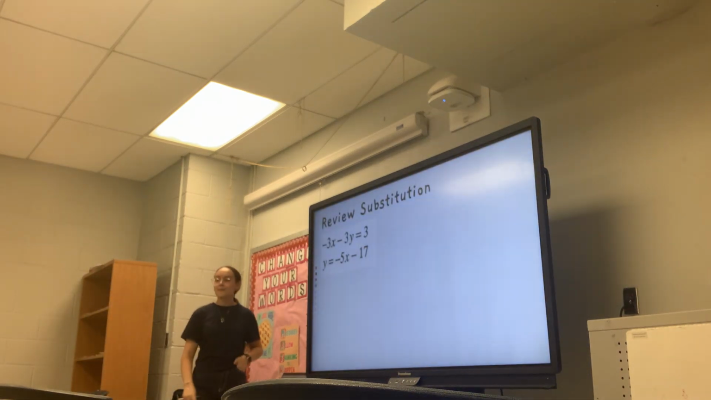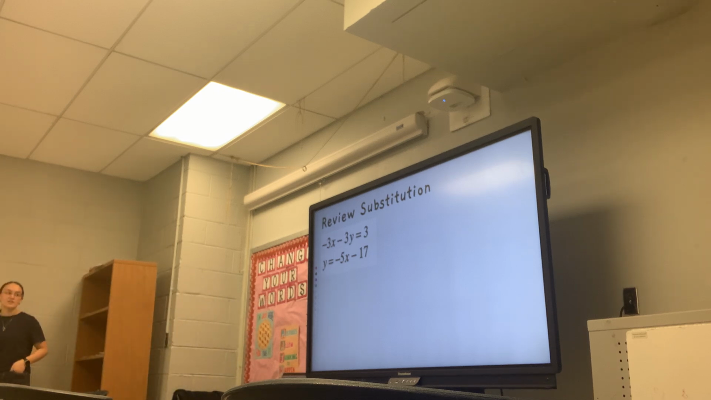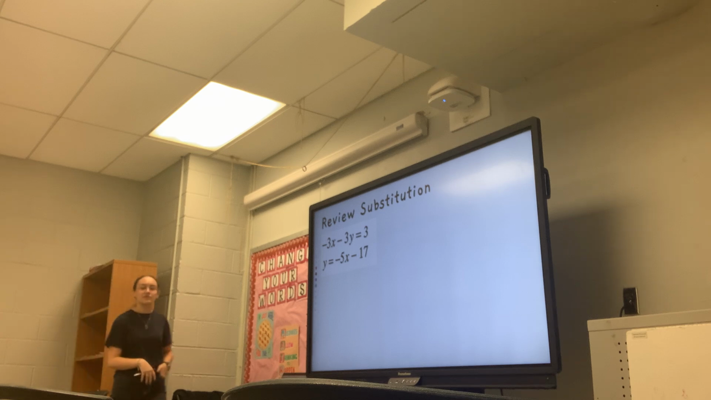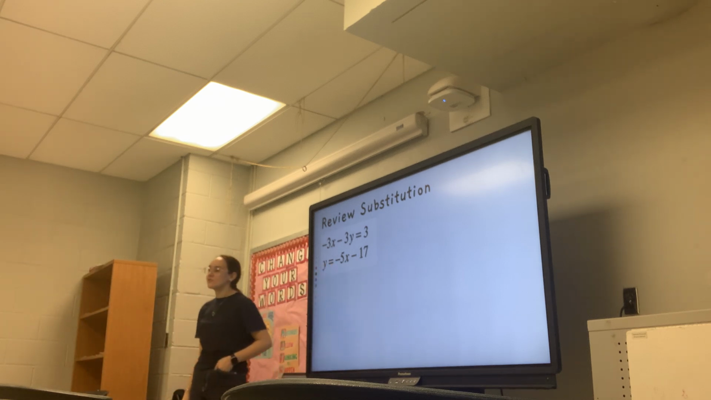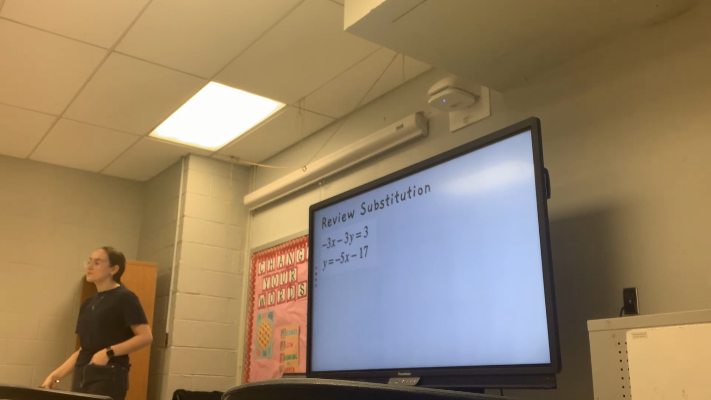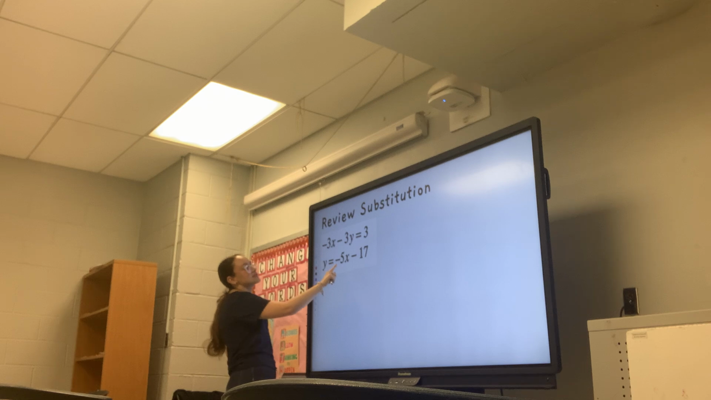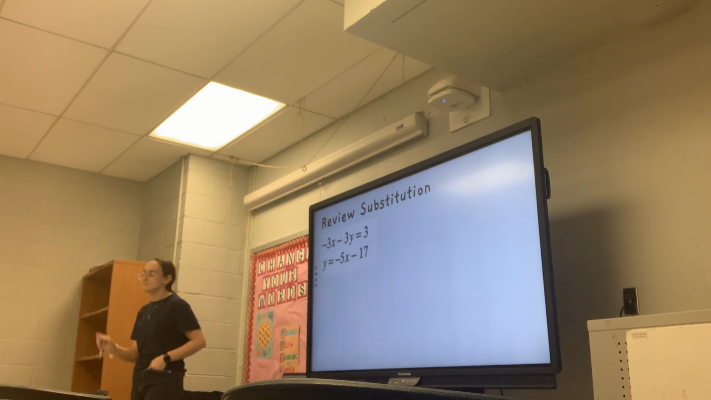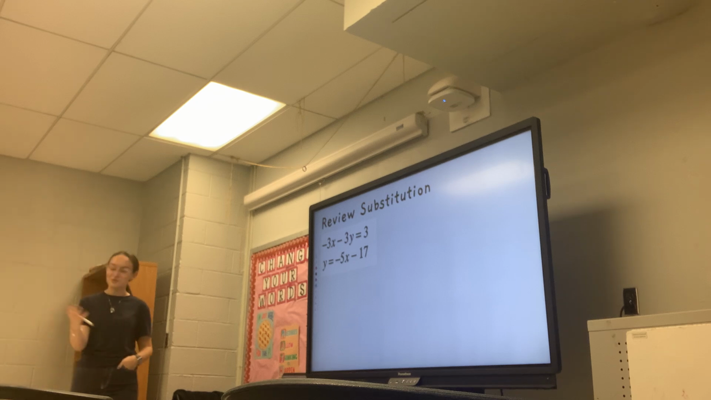So what was the method that we learned last week? Substitution. So let's practice it before moving on to a new method. What do we do when there's a y equals -5x minus 17? What are we doing with this y equals -5x minus 17? What's the key word of this method? Substitute. So let's substitute it in.